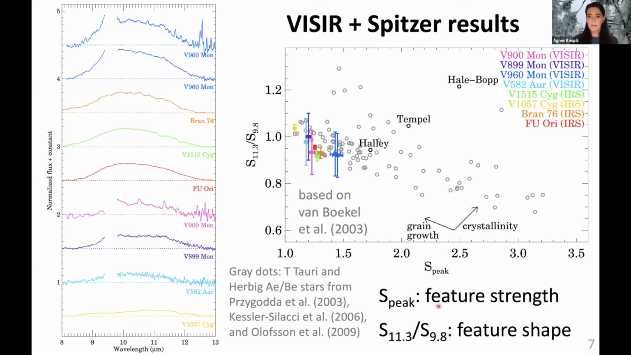Why do we care about the feature strength and the feature shape? Well, Gwendolyn yesterday gave us a very nice overview of dust processing. We know that dust processing changes the strength and the shape of the 10 micron silicate feature.